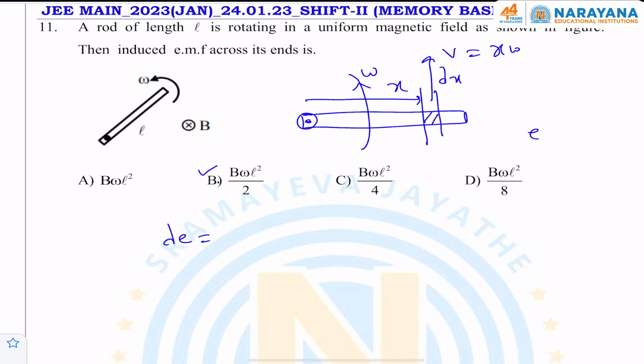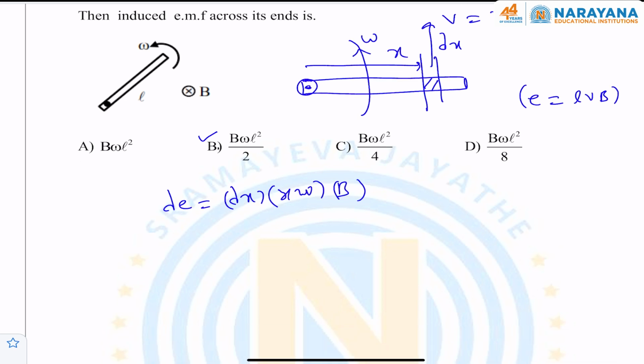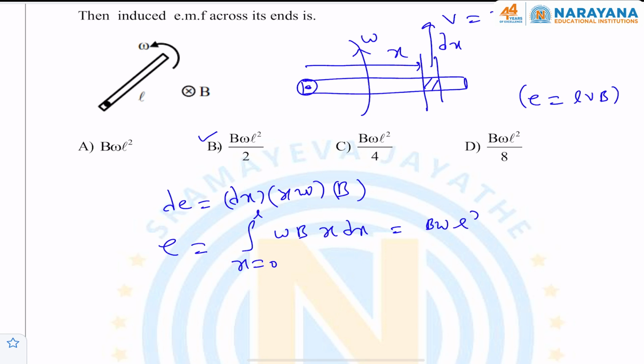The EMF induced across the small element dx can be written as dE. The general expression of motional EMF is LVB. Here L is nothing but the length of the element, V is x omega, and the magnetic field B is constant here. So the total EMF across the whole length of the rod can be written as the integral of omega B x dx. X square is from 0 to L, which comes out to be B omega L square by 2.